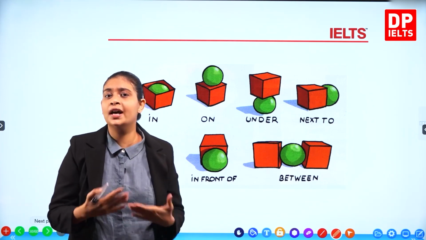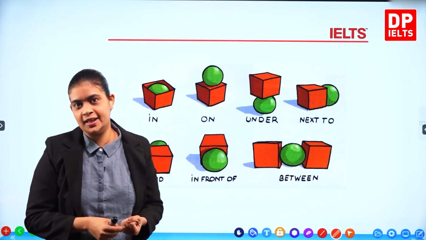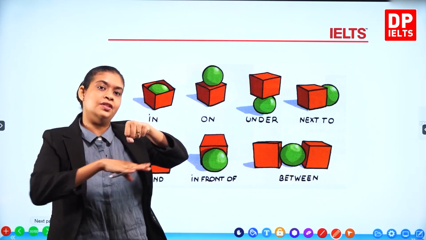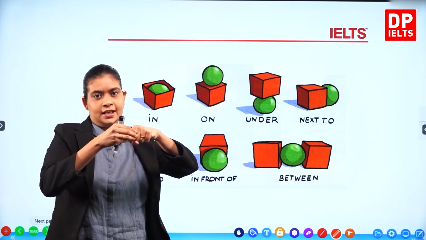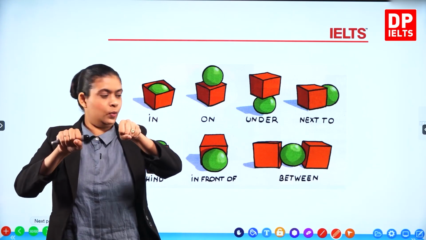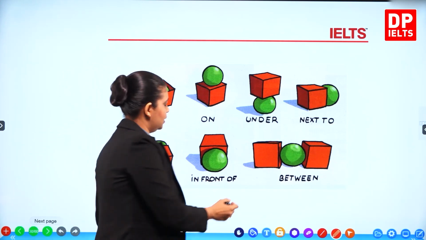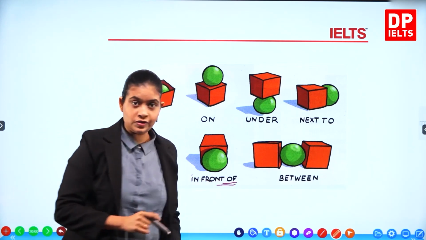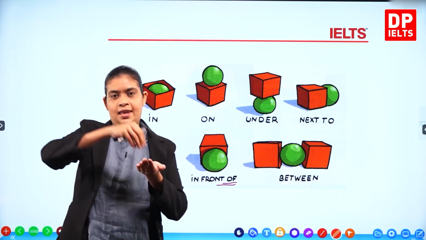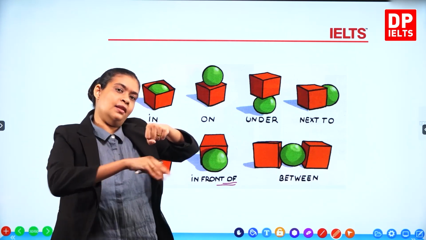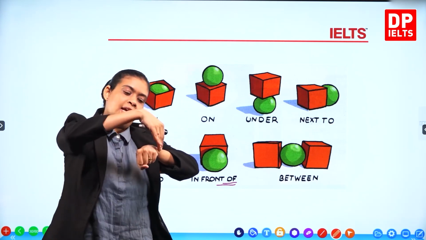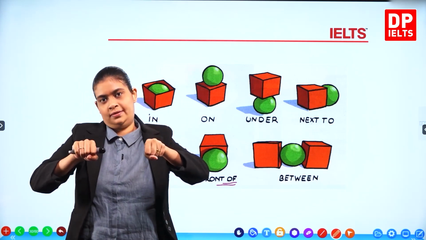So let's try all of the words together. In, on, under, over, next to, behind, in front, between. So actually the in front has an of also. So now let's practice it with the of, right? In, on, under, over, next to, behind, in front of, between.